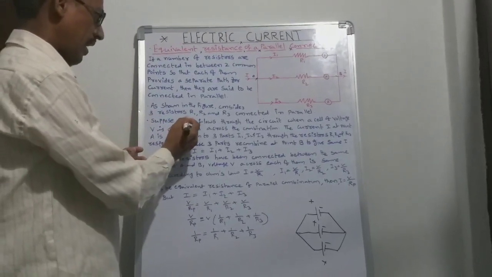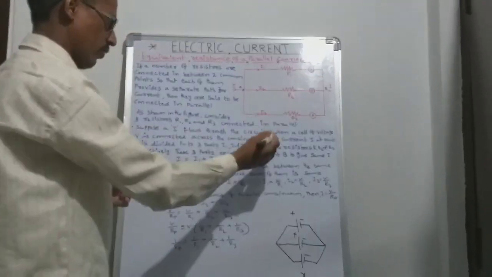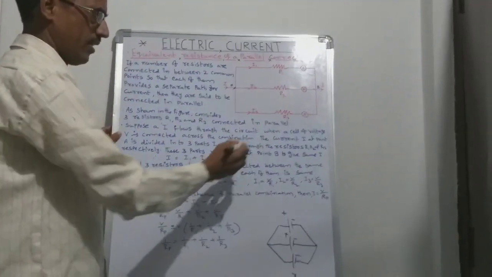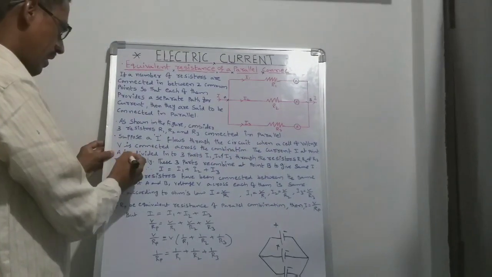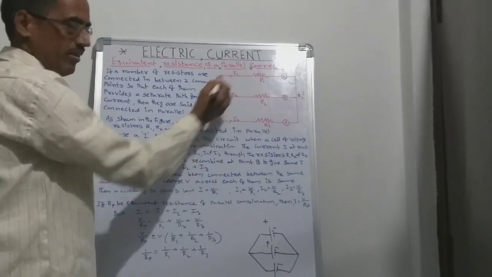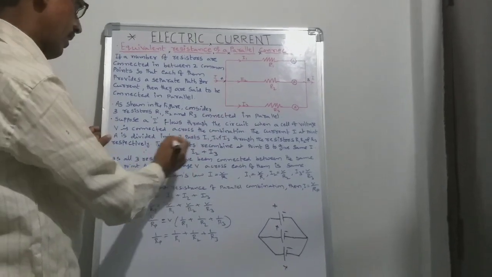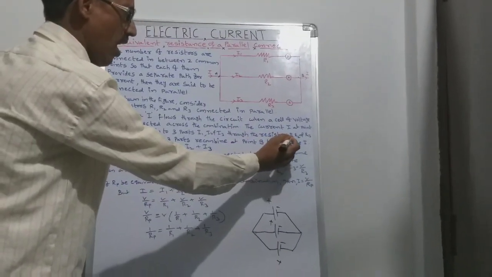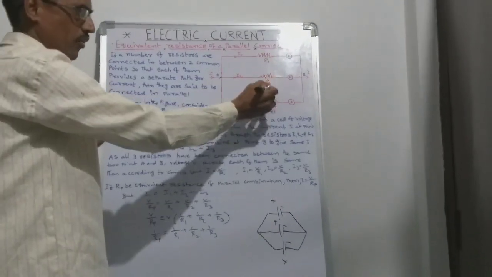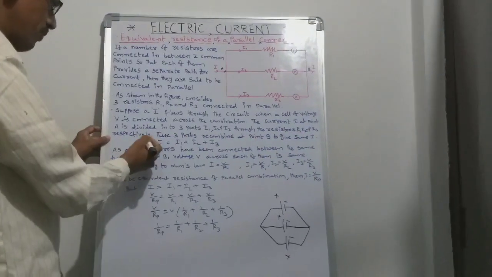Suppose a current I flows when a cell of voltage V is connected across the combination. The current I at point A is divided into three parts, I1, I2, I3, through the resistors R1, R2, R3 respectively. You know, students.